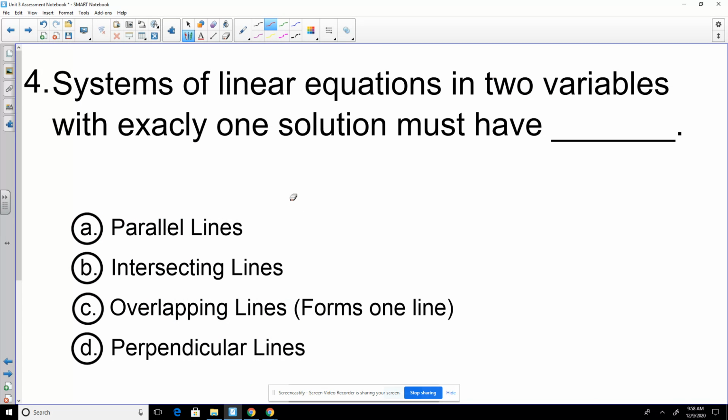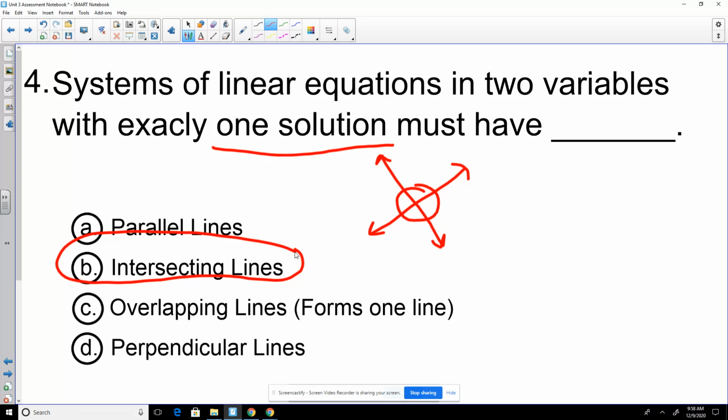Okay, number 4. This is a definition. Systems of linear equations in 2 variables with exactly one solution. So you have to know, what is the definition of one solution? One solution graphs look like this. It's a line that intersects another line at one point. So what does the graph of 2 intersecting lines have? They have one solution. So one solution lines must have intersecting lines. It's 2 lines that intersect at one point, so they have one solution.